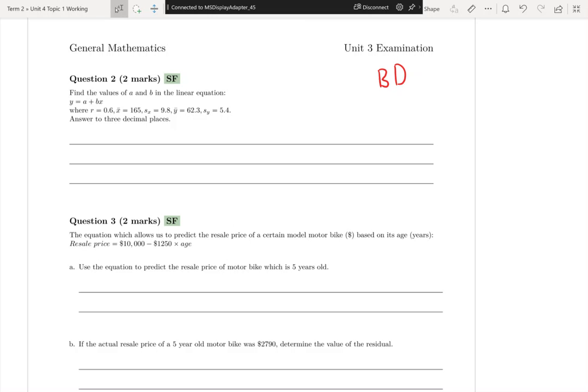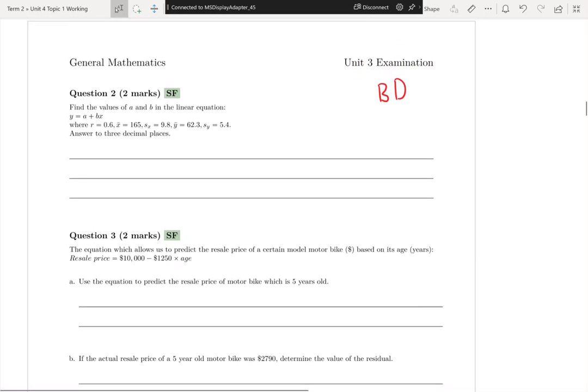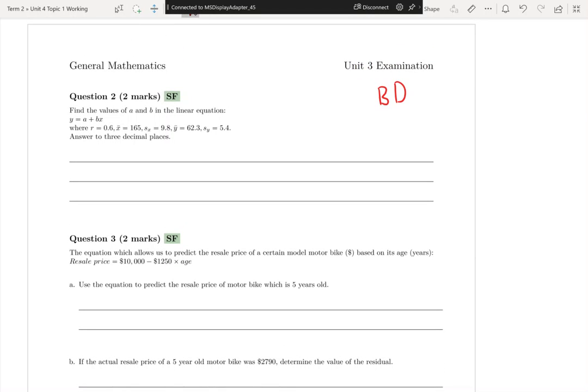Kind of, it's the same principle as it, yeah. And then the actual resale price of a 5-year-old motorbike is that to determine the value of the residual. So that's still bivariate data. Up above, you're given an equation that has no context. Question 3 is a correlation equation.